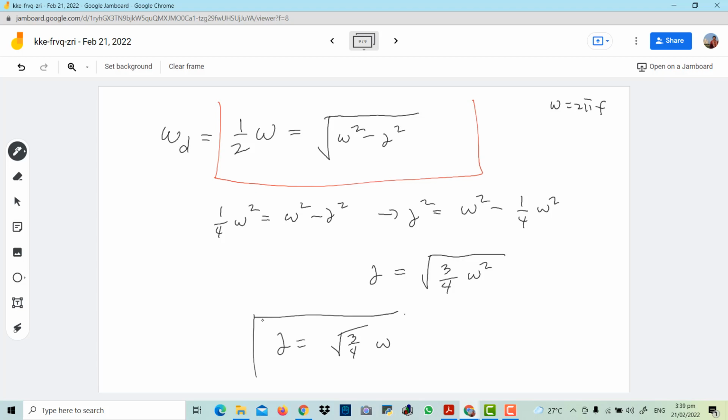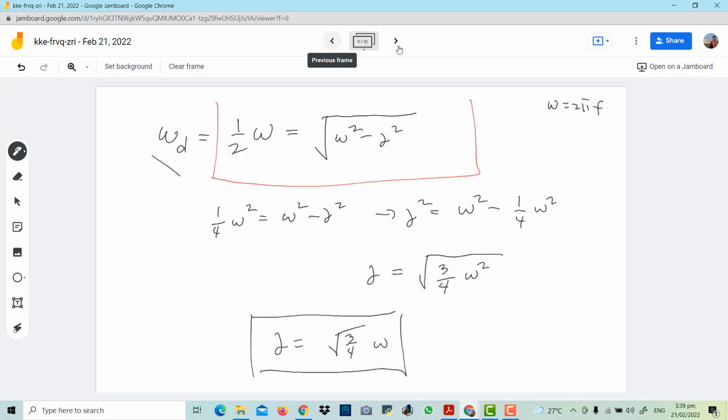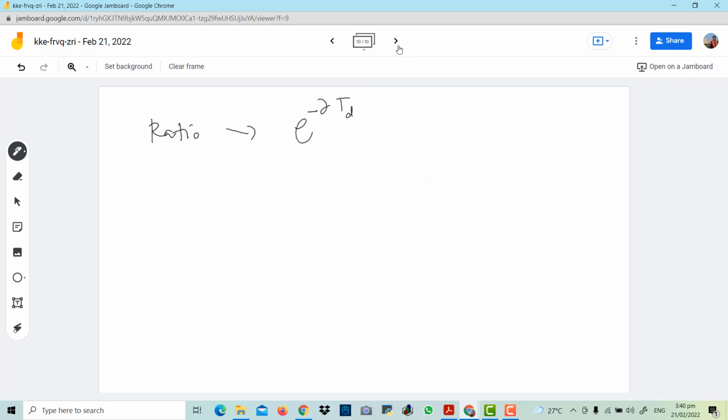Okay. So I got gamma based on the equation for our omega d with damping, the square root of 3/4 times the angular frequency without damping. Okay, so that's my gamma. What we need to find is the ratio, and we know that the ratio is just equal to e to the minus gamma td, where td is the period with damping. We know gamma is equal to square root of 3/4 omega.